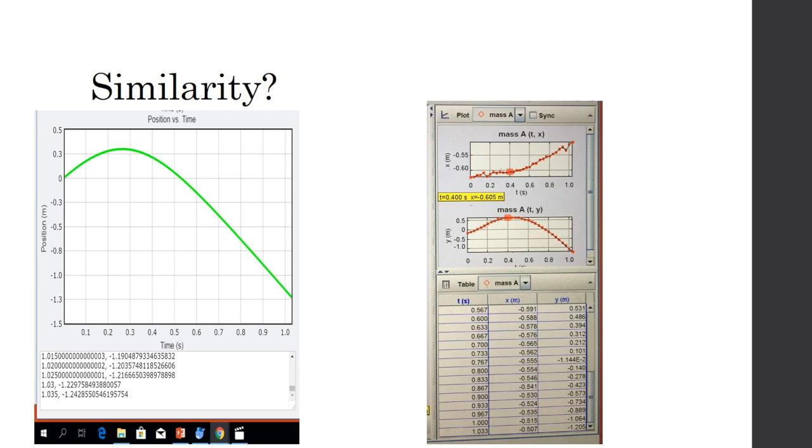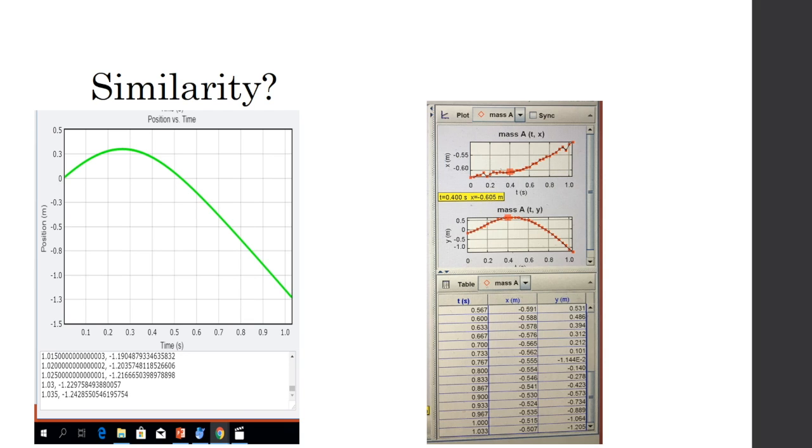First, looking at the graph. Looking at the graph in the code, we see that it goes up and then it goes down consistently. Similarly, in the tracker software, it does the same exact thing in the y direction. In this, the x direction doesn't matter. Now looking at the times, we see that the final time is 1.035 and the final time is 1.033, and the number is negative 1.24 for the y and negative 1.205 for the y in the tracker software. Therefore, my model did a very, very good job in predicting the motion of a ball, similarly to what I got in tracker software.